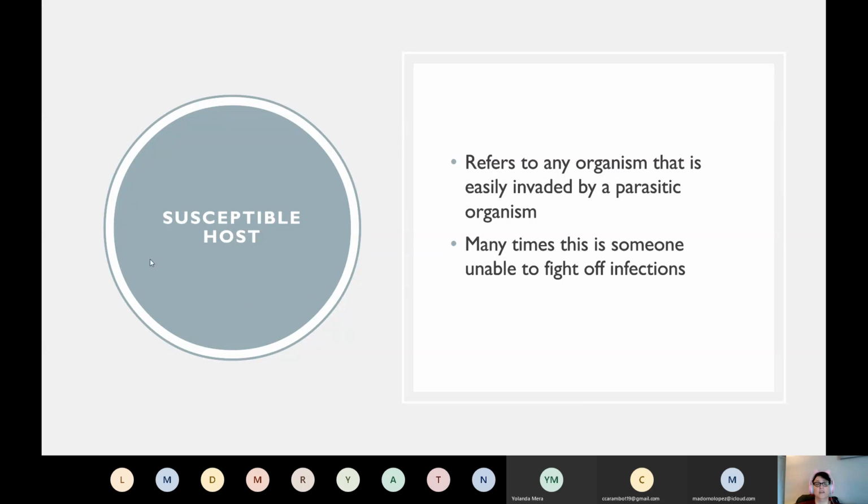Susceptible hosts. This means anything that is easily invaded, okay? And humans, we're easily invaded. But we also like to add to this and think about our immunocompromised, elderly, and babies. We throw that into this as well. But a susceptible host could be anyone, or anything. So it is what receives it.